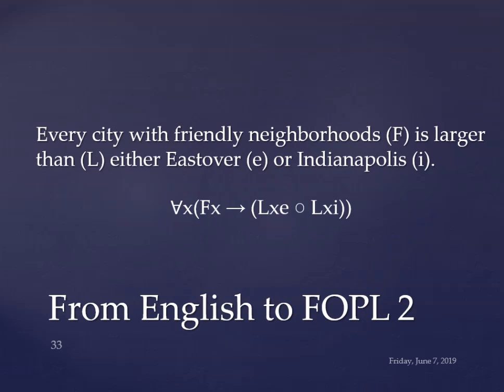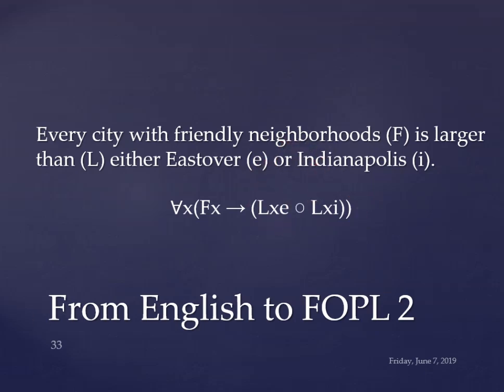There's the translation, and what this is saying is that for every x, if x is F, meaning if the city has a friendly neighborhood, then the city is going to be larger than Eastover or larger than Indianapolis. And so that is a universal affirmation. Now, what's interesting about the universal affirmation here is the consequent. That's where your disjunction is found.